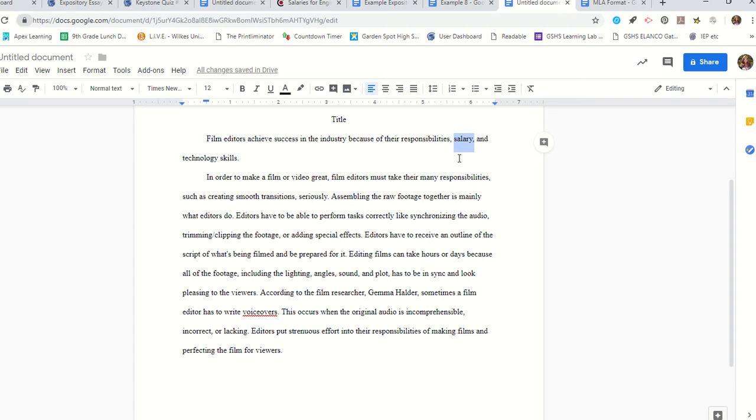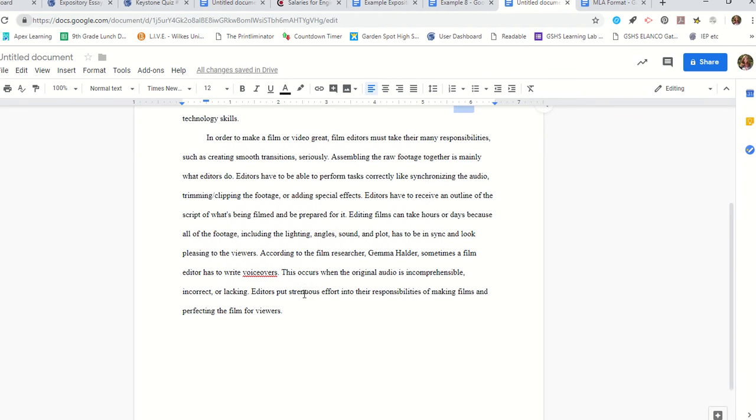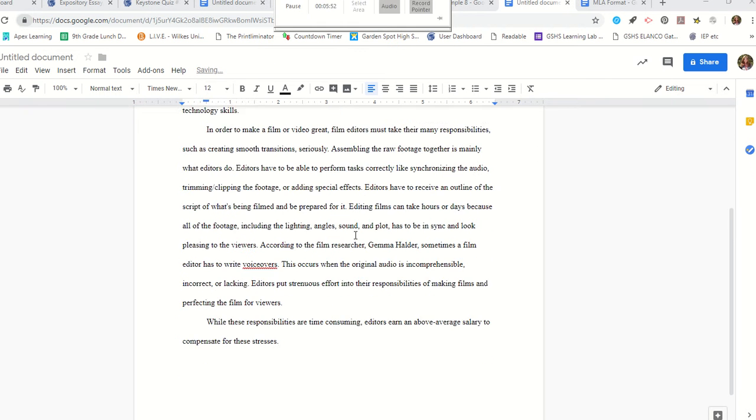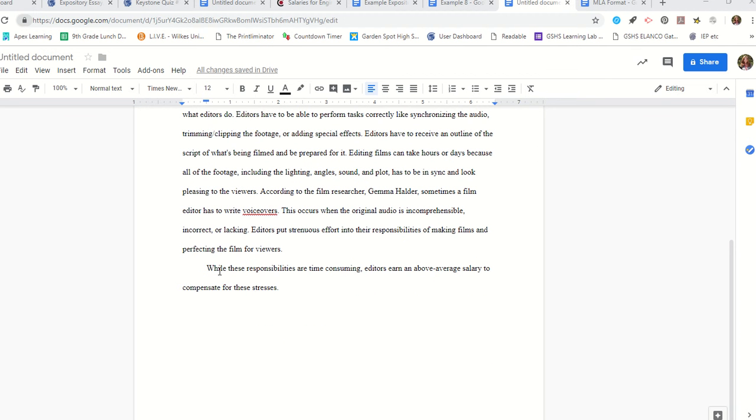So I start out with the topic sentence where I transition from the idea of responsibilities to the idea of salary. I list salary, the topic, and I tie it back to my thesis about achieving success. Such as, "While these responsibilities are time-consuming," there's my transition, "editors earn an above-average salary to compensate for these stresses."